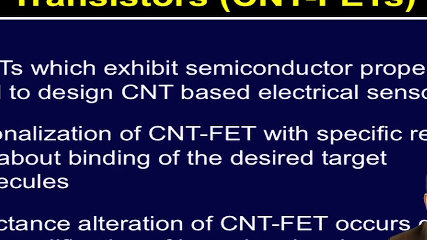The functionalization of carbon nanotube field effect transistor with a specific receptor brings about binding of the desired target biomolecules. For example, we can immobilize the surface with a specific receptor antibody, and then target proteins can be used to detect the binding. The biomolecular binding can be monitored by looking at the changes in conductance. This conductance alteration of CNT FET occurs due to the charge modification of bound molecules.